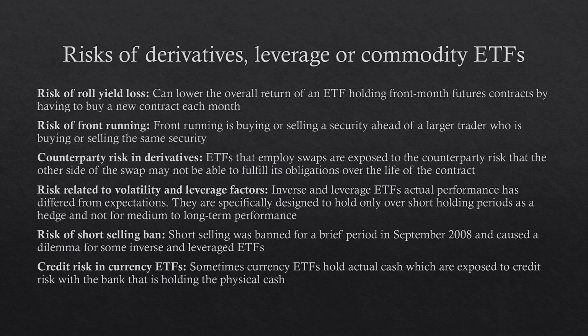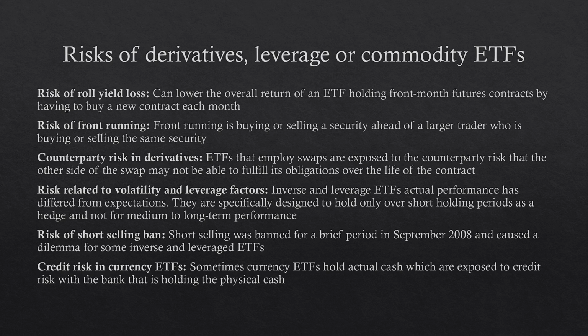Now, the risks of derivatives, leverage, or commodity ETFs. So adding derivatives to an ETF obviously increases the risk. There's the risk of roll yield loss. So it can lower the overall return of an ETF holding front month futures contracts by having to buy a new contract each month. There's the risk of front running.